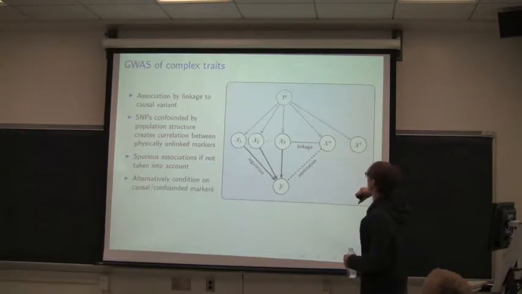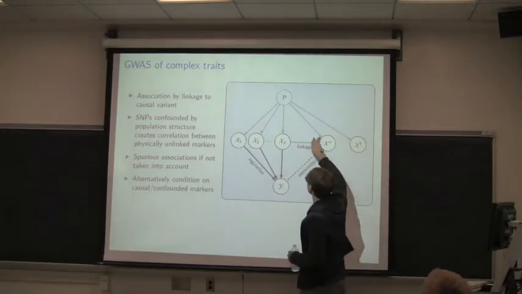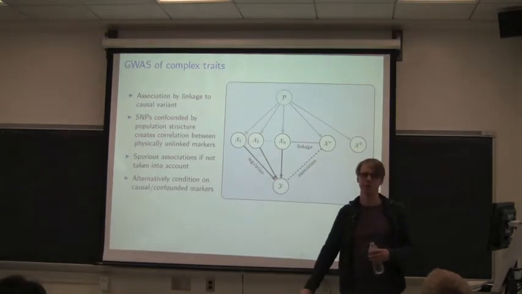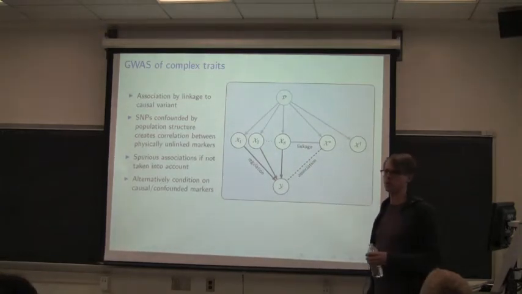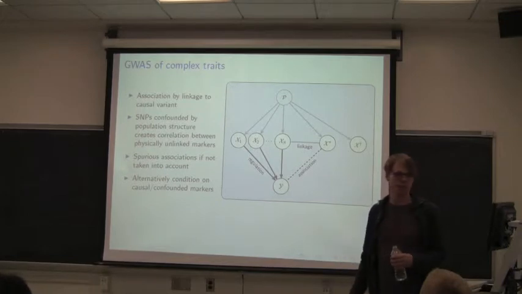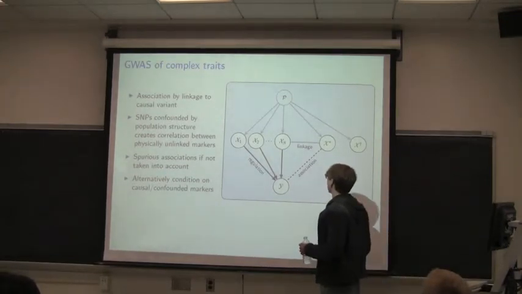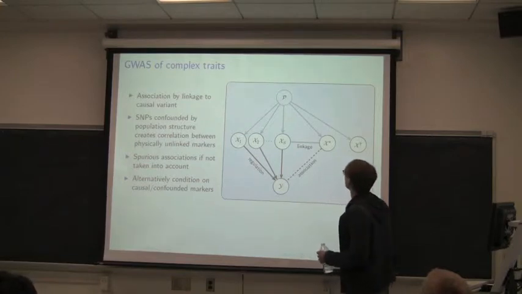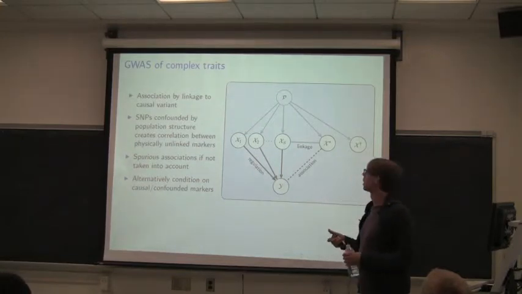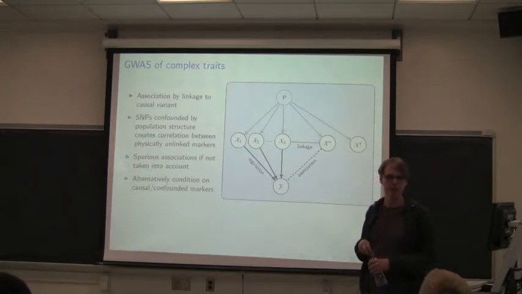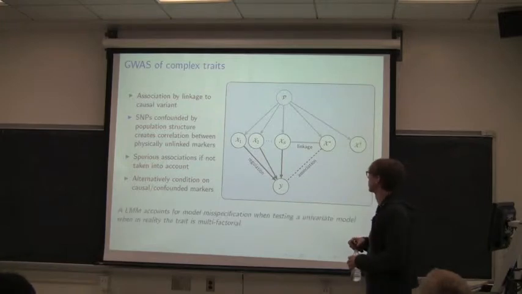But the alternative, this is now the linear regression view, is basically, well, actually we take other SNPs into account by plugging them into a Bayesian regression as covariates. And these two views are equivalent. It's just writing the model in a different way, but the math is the same in the end.